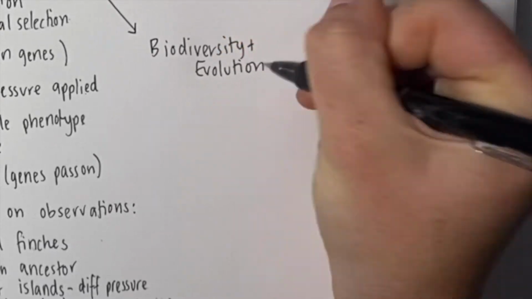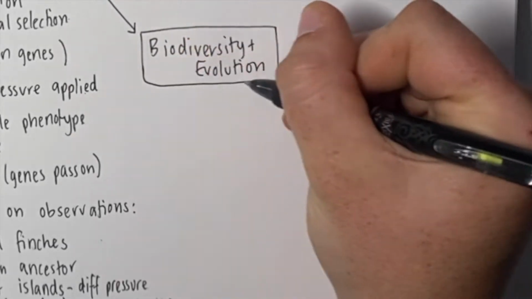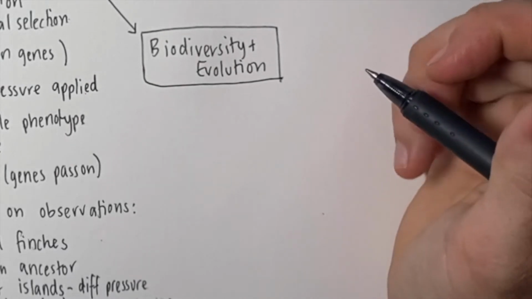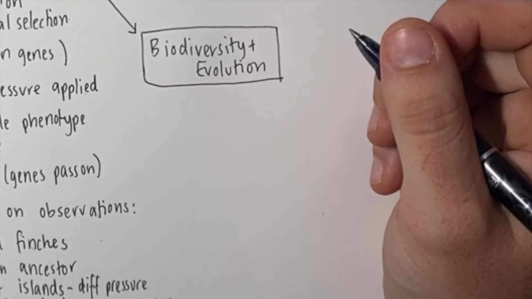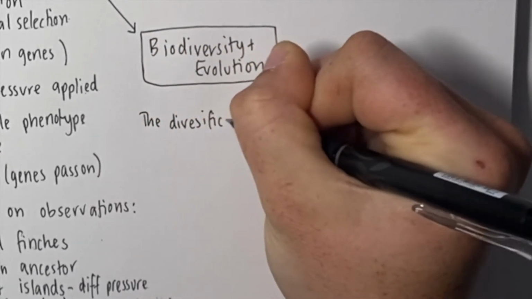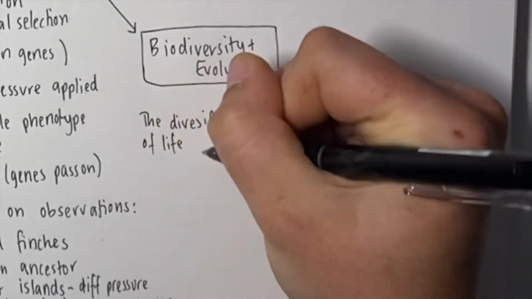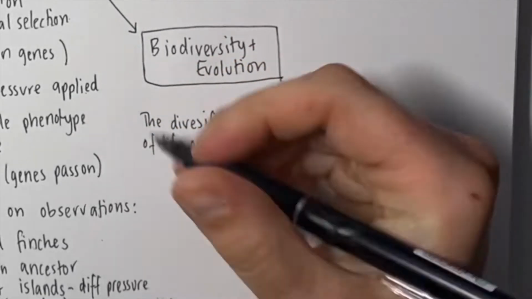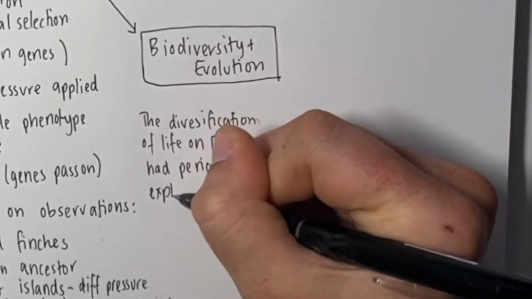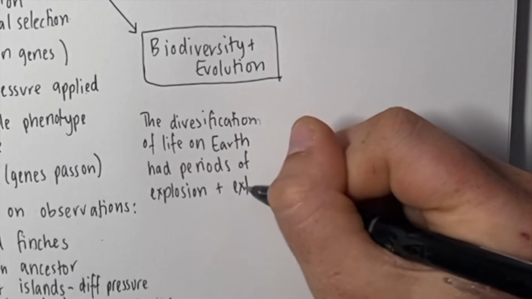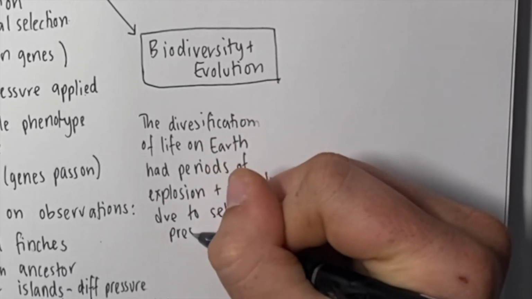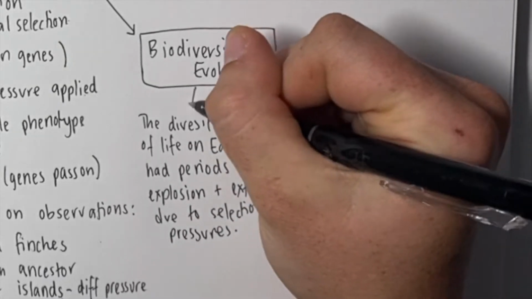Our next inquiry question was looking at how biodiversity and evolution are related. Starting off this module, we looked at the diversification of life on Earth. There's a long history with lots of details. I recommend you go and have a look at that in more detail from your notes. Generally, the diversification of life on Earth has had periods of explosion and extinction due to a range of selection pressures, and a lot of that resulted from changes in abiotic and biotic features interacting with one another.